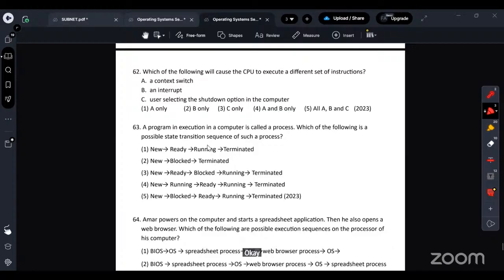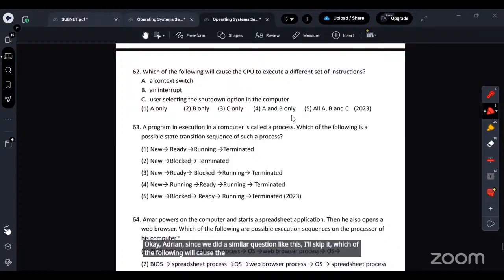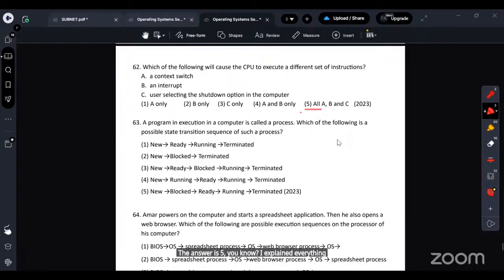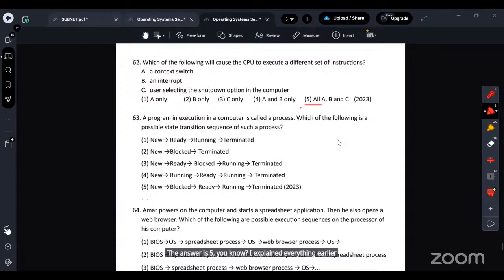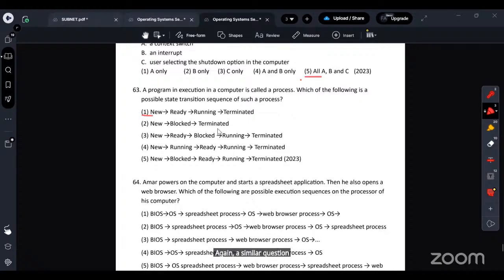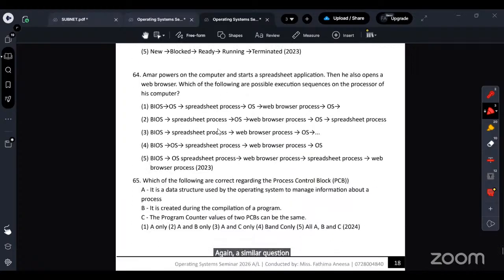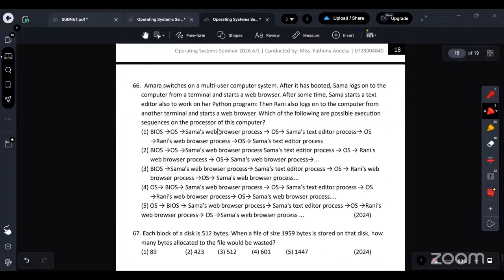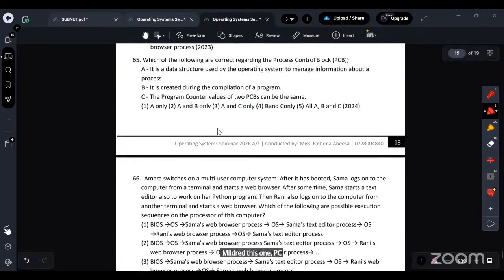Okay, since we did a similar question like this, I'll skip it. Which of the following will cause the CPU to execute a different set of instructions? The answer is 5, I explained everything earlier. Again, a similar question. We'll do this one. PCB, I already taught, right?